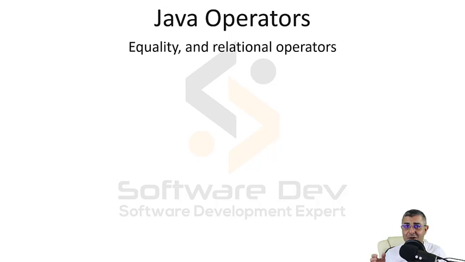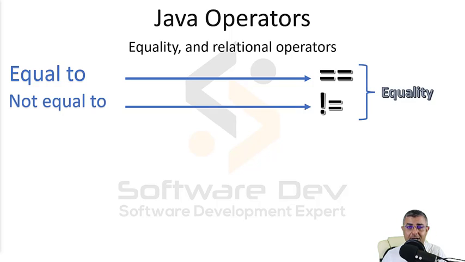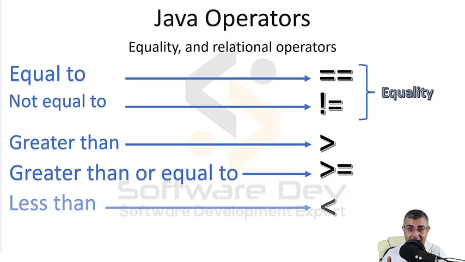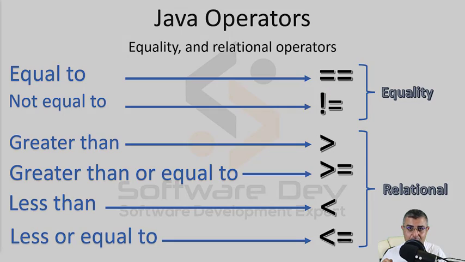In this lecture, we will learn about Java equality, relational, and conditional operators. First, let's talk about the equality and relational operators. These are equal to, not equal to, greater than or equal to, less than or equal to. Let's demonstrate them in code.